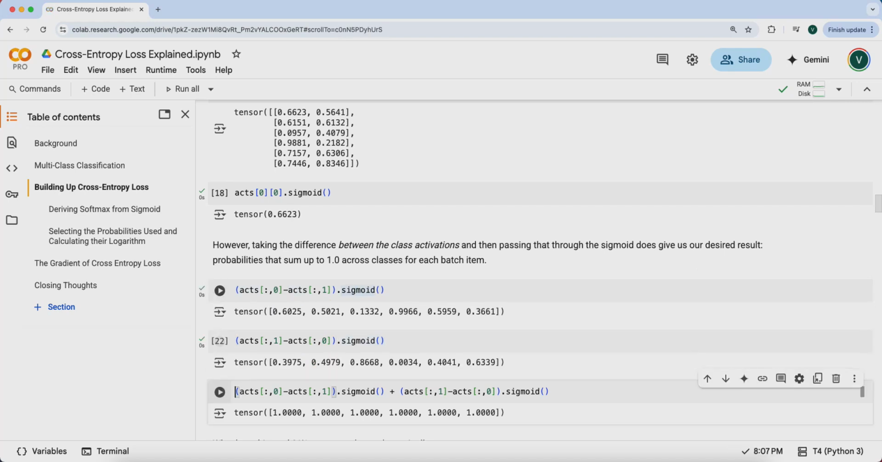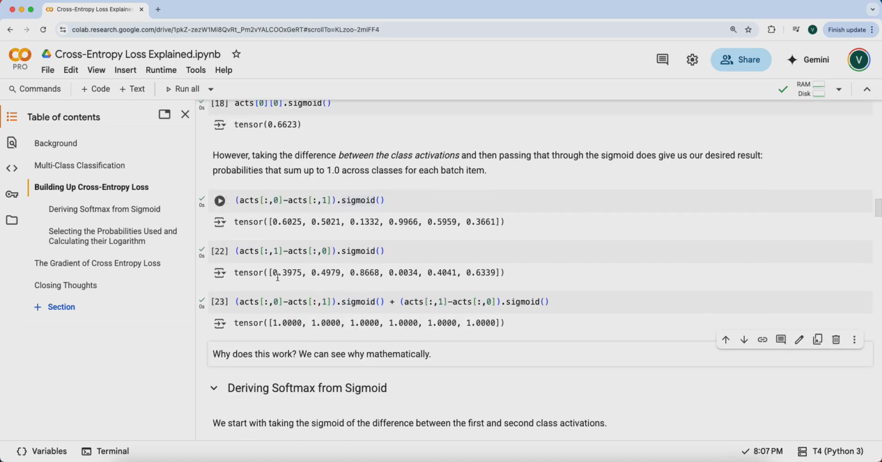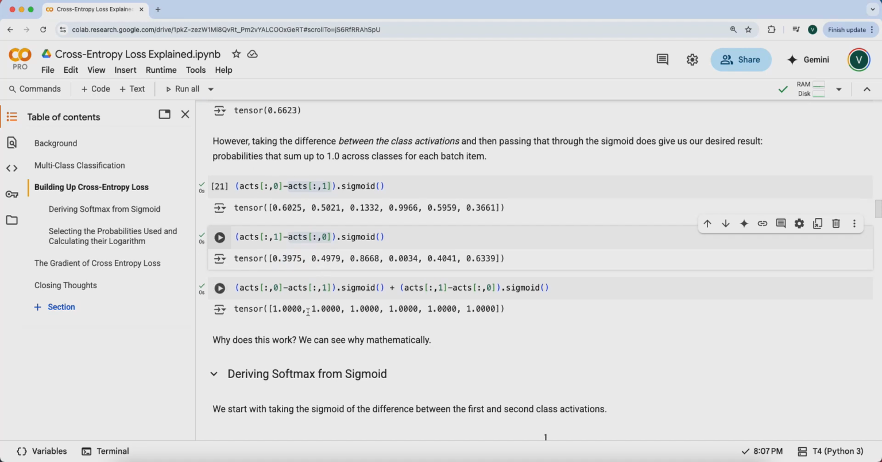To look at that concretely, I'm just going to add these two tensors together, and I'll see that I get a final tensor with 1.0s across. So that's great. At least I know it works, right? So we have this concept that the difference between activations passed through the sigmoid gives us probabilities. If class 0 is first, and then we subtract class 1, that gives us the probability of class 0. If class 1 is first, and then we subtract class 0, that gives us the probability of class 1. So why does this work?